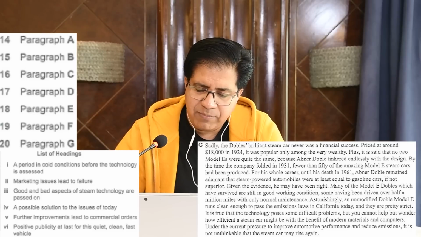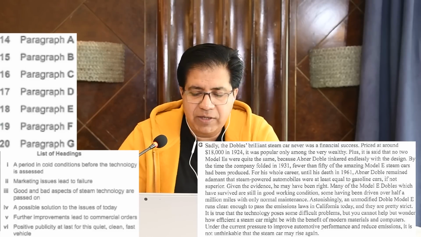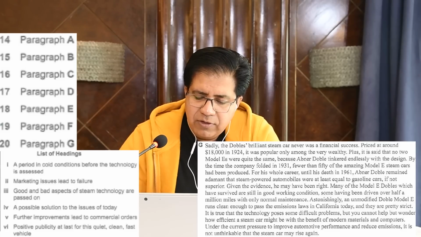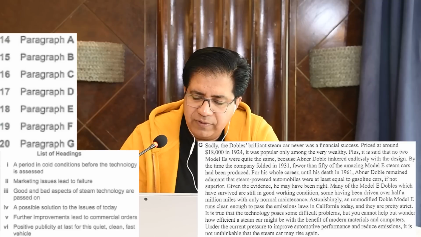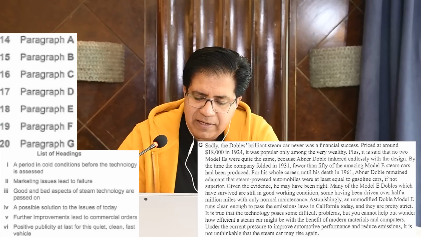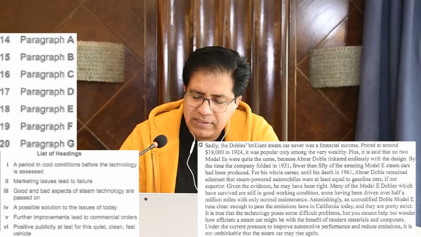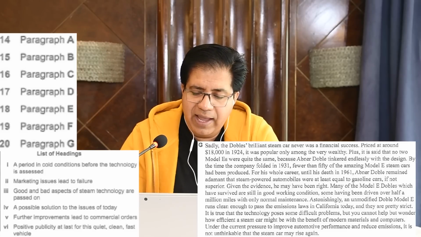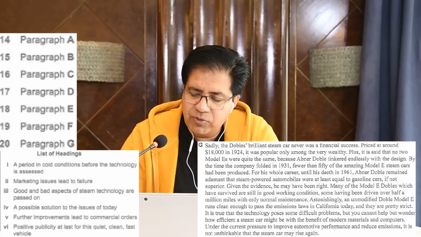Okay, now please come to the middle of the paragraph, paragraph G. Given the evidence, he may have been right. Many of the Model E Dobles which have survived are still in good working condition, some having been driven over 500,000 miles with only normal maintenance. Astonishingly, an unmodified Doble Model E runs clean enough to pass the emission laws in California today. Now, anything which is related to today.